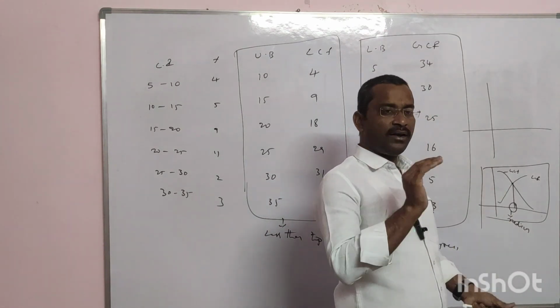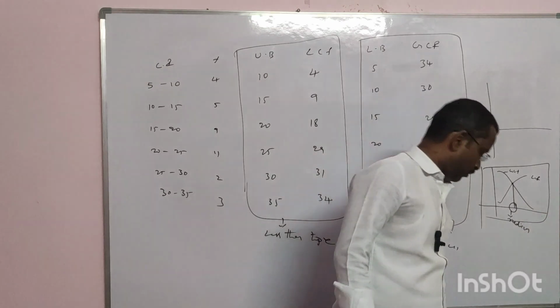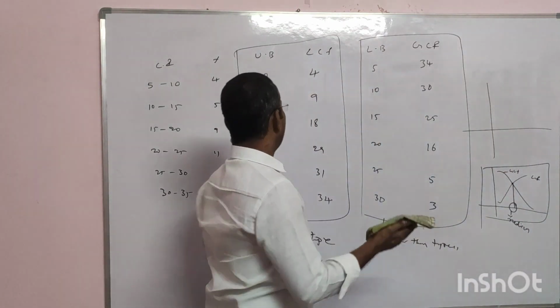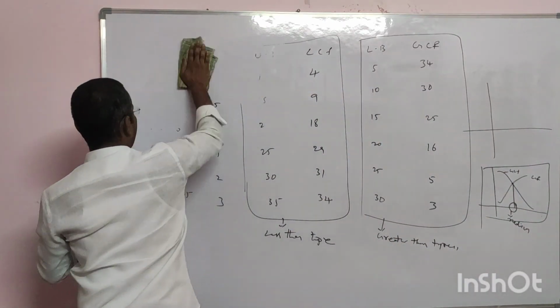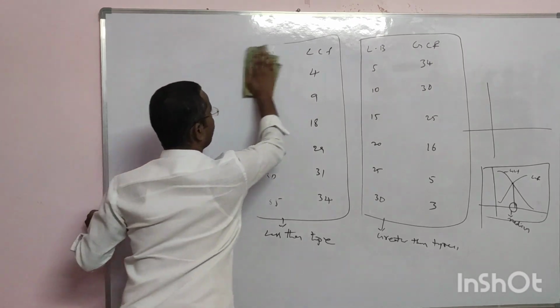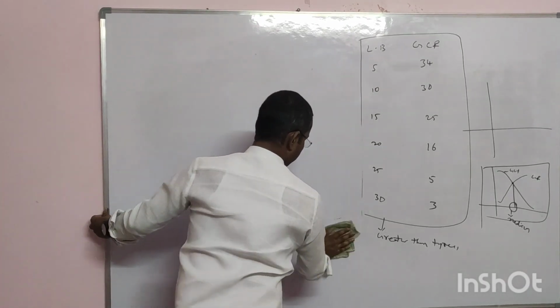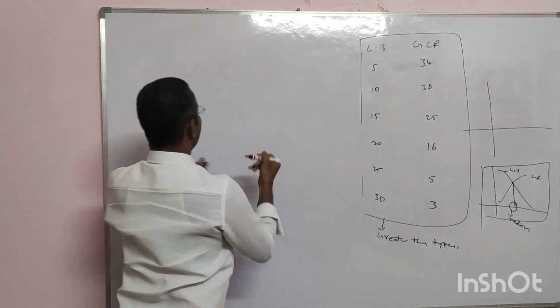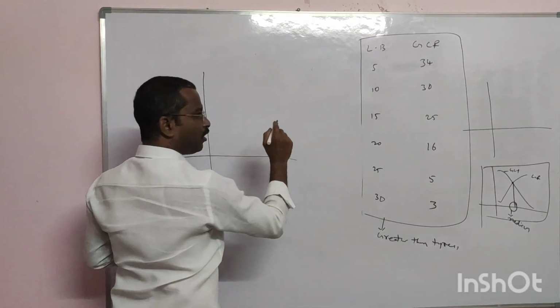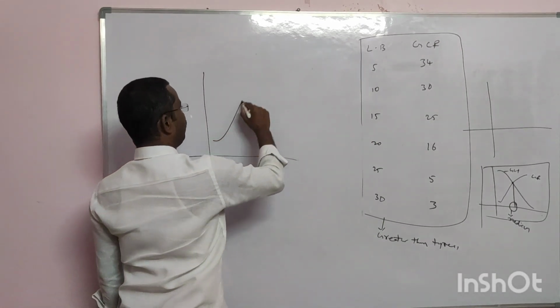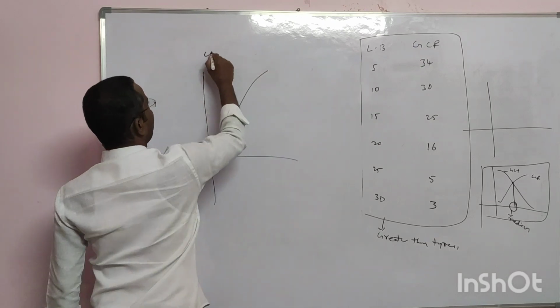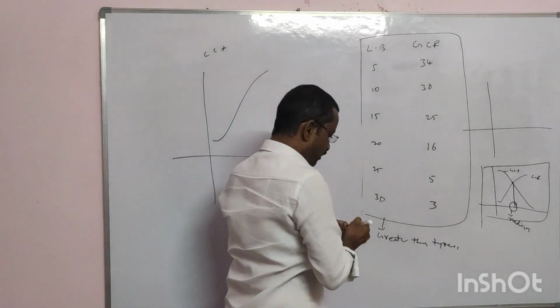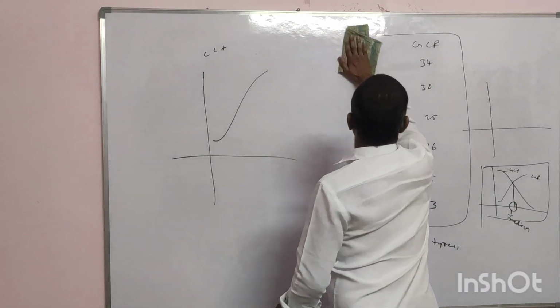Sir, where only one curve is given, what to do, sir? As usual, you will be drawing the curve. See, for example, less than type or greater than type. First you draw the curve. So I am showing with LCF. This is LCF. Or else take the GCF also.